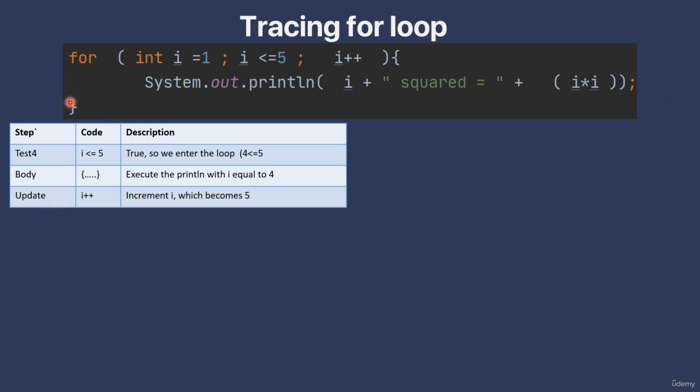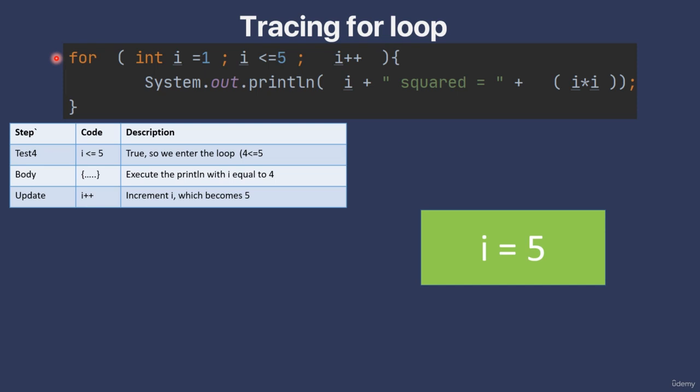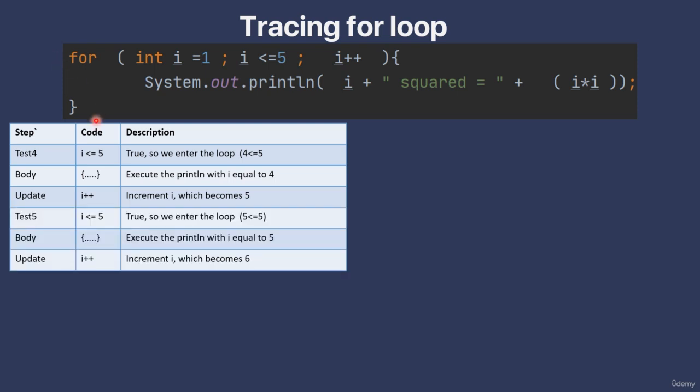Again, we have finished the body of the loop and we execute the update. Increment I, which becomes 5. So I will become 5. Again, guys, it goes up to the top and starts by testing 5. 5 less than or equal to 5. Here is a trick. Yes. So we enter the loop.